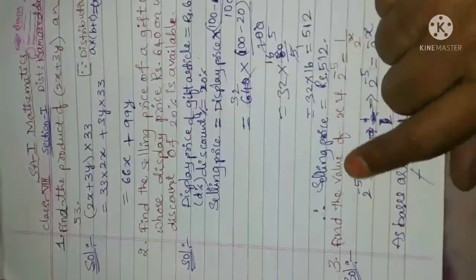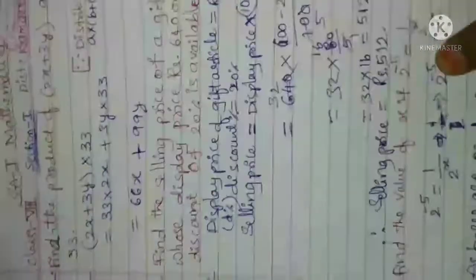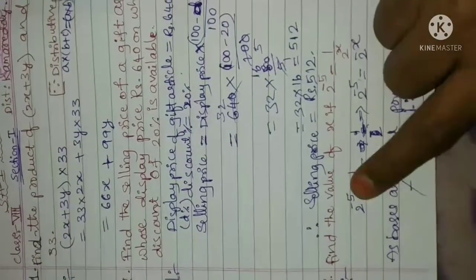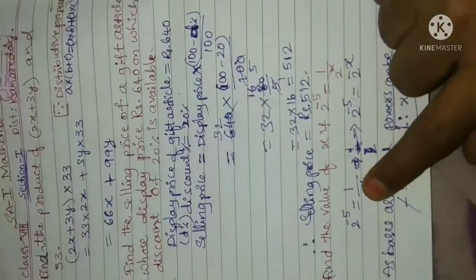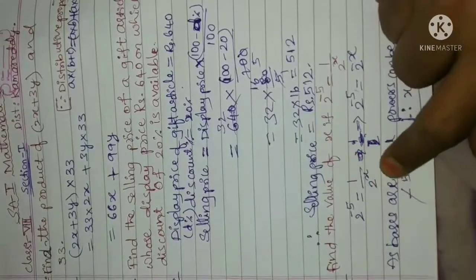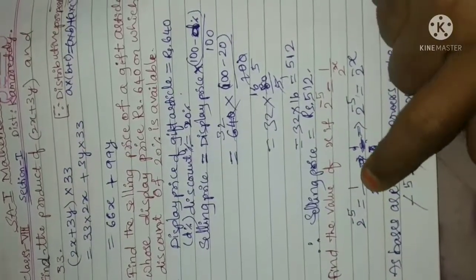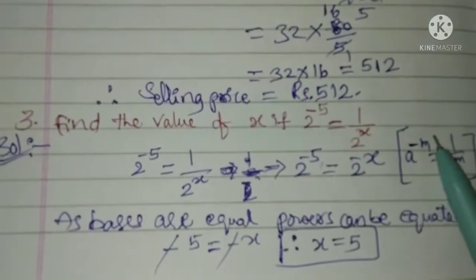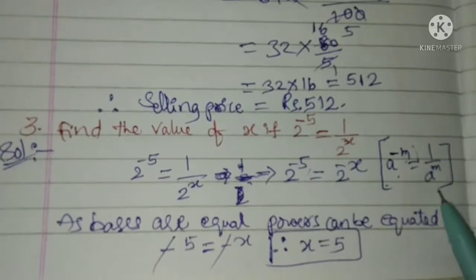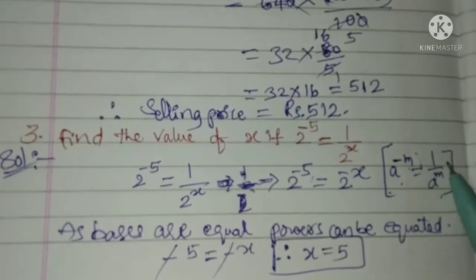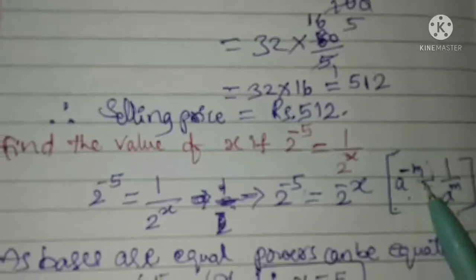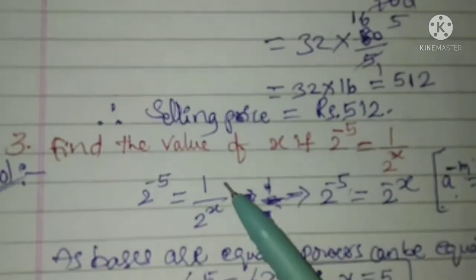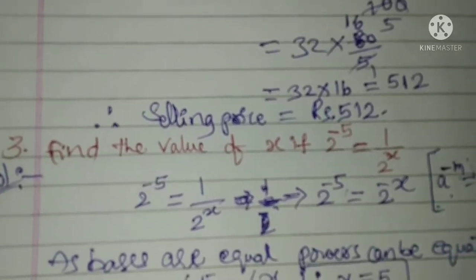Now third question, find the value of x if 2 power minus 5 is equal to 1 by 2 power x. We know 1 by 2 power x means it is 2 power minus x, by using the formula a power minus m is equal to 1 by a power m. So 1 by 2 power x can be written as 2 power minus x.